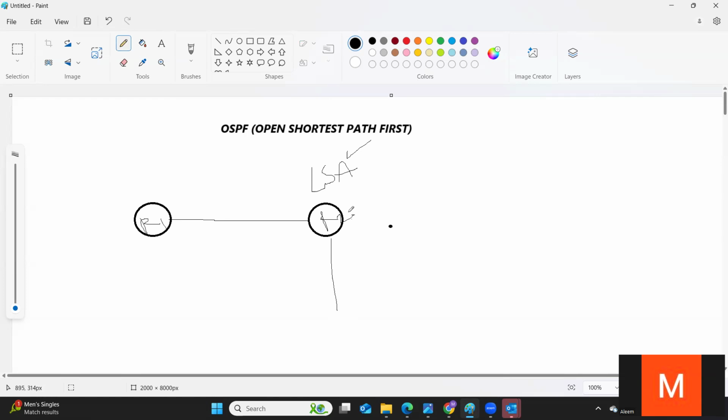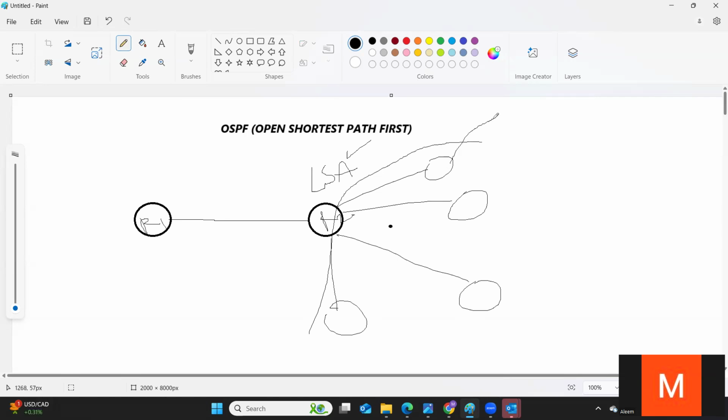If this router has other connectivity, like this one branch, another router, another router, and so on, how many routers does this router have connectivity with? This router has multiple prefixes, like hundreds of VLANs, hundreds of prefixes and LAN interfaces.